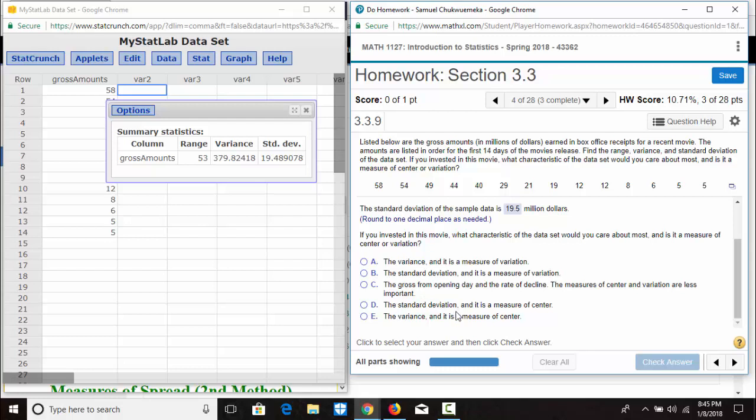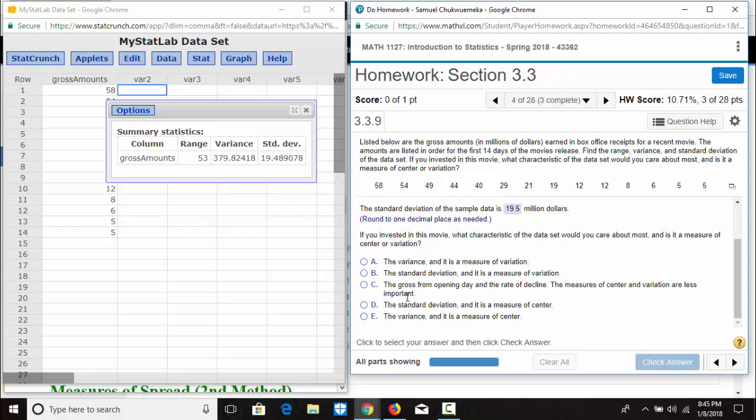D, the standard deviation, and it is the measure of center. D is out already. Standard deviation is not a measure of center. E, the variance, and it is a measure of center. E, variance is not a measure of center. So we can eliminate D and E. Now, let's look at A, B, C.